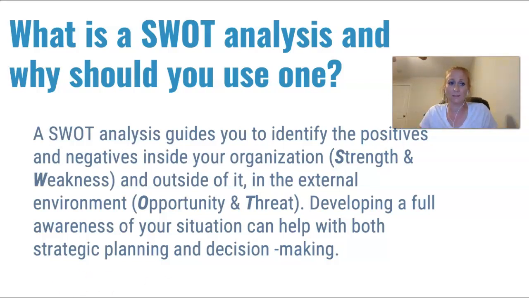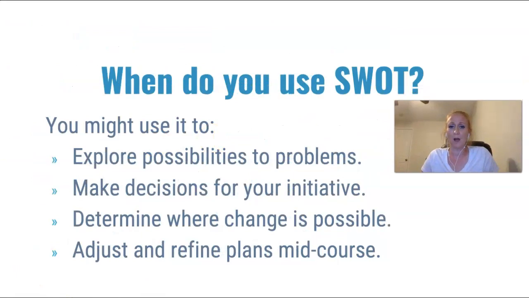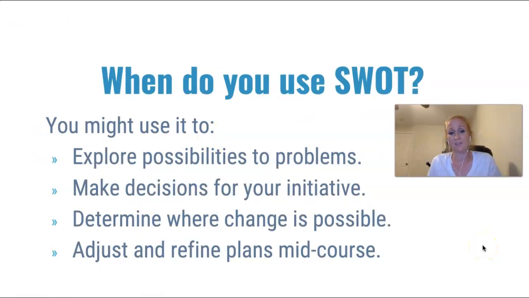So let's go through SWOT in a little more detail. When do you use a SWOT? Well, you want to explore different possibilities to problems because maybe the answer is not completely obvious and you need to think about other ways to go about it. You'd want to use it when you're trying to make decisions for your initiative. Maybe you have an idea of the activities you want to do and the interventions necessary, but you're not certain about it. It's good to determine where change is possible. It's going to reveal some new areas you maybe had not considered before, and it can help you adjust and refine plans mid-course. So SWOT is a good mid-year activity for a grant to say, okay, let's regroup here, let's see where we're at, and reveal anything that we have lost track of or didn't consider.